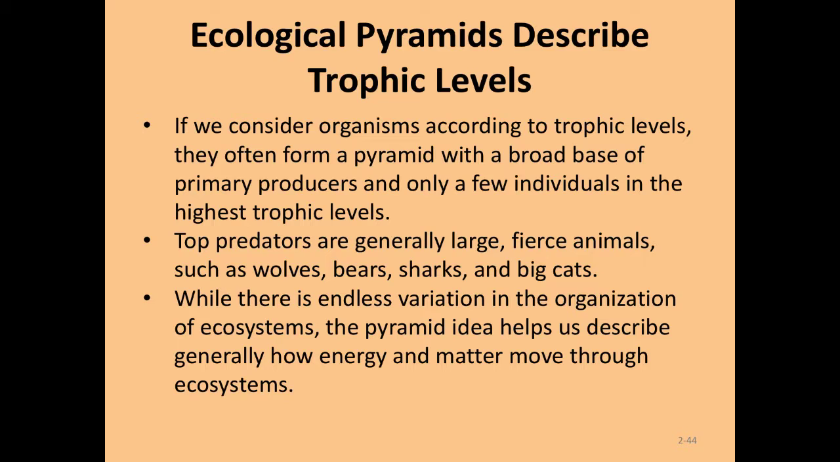Now, it says here, we consider organisms according to trophic levels. They often form what we call a food pyramid, with a broad base of primary producers and only a few individuals in the highest trophic levels. And this is kind of how we get that term, top of the food chain. Because when you make a food chain that looks very similar to a pyramid, we as human beings are usually at the very top of that pyramid, as well as other large predators like lions and wolves and bears. There's not much that can usually prey upon us.